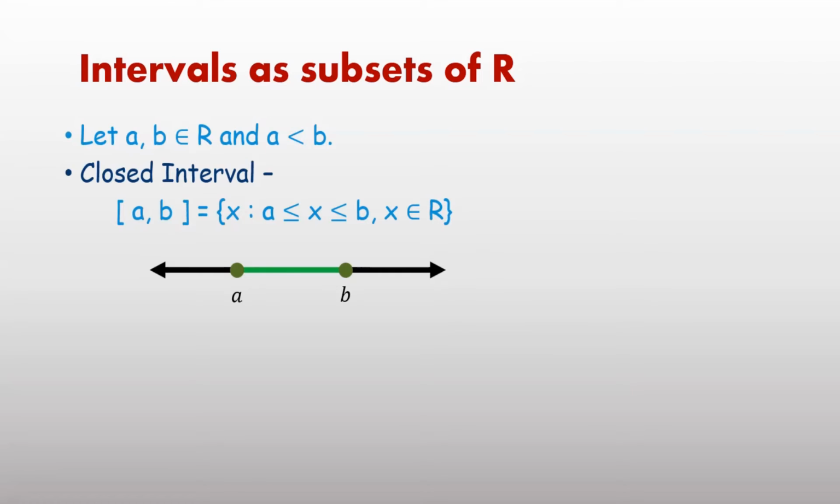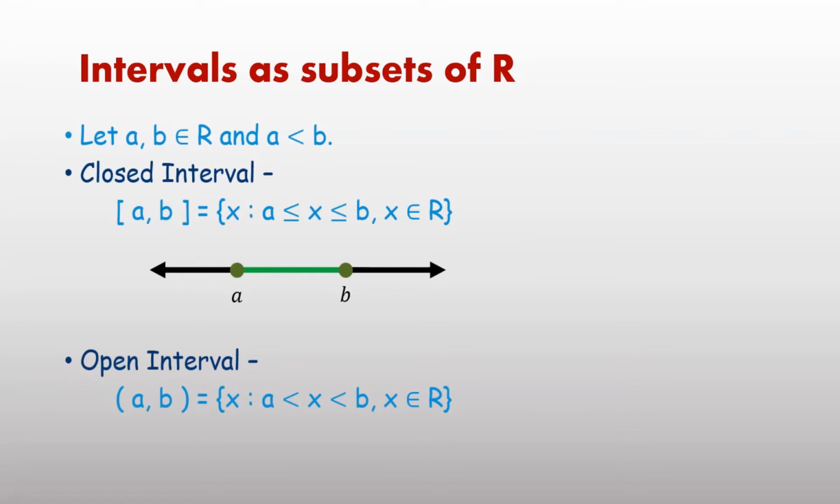Here you can observe the number line, the collection of all real numbers. Here, between A and B, A and B are also included, which means a closed interval.